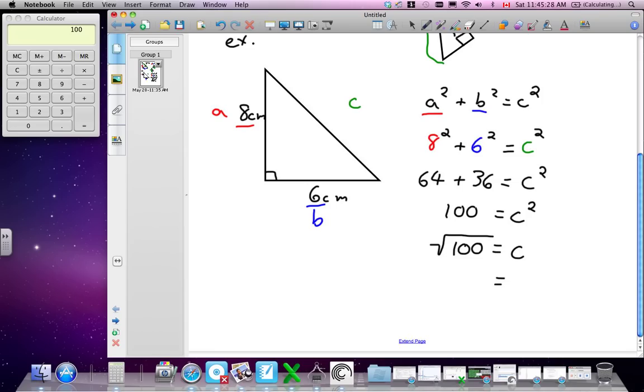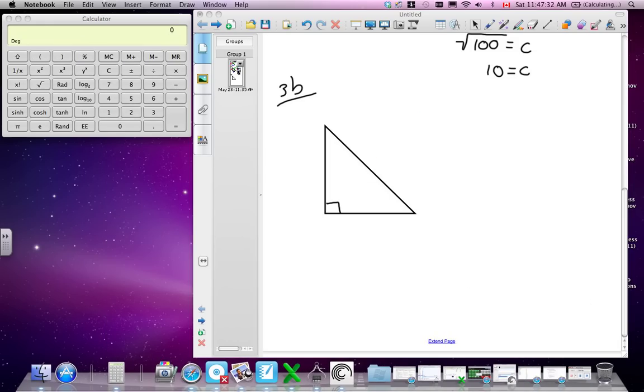Square root of 100. Do you know what the square root of 100 is? What times what equals 100? Yeah, that's right. So the square root of 100 is just the number 10. So what is the hypotenuse of this triangle? How long is it? 10 centimeters. Yeah, so that means from here to here, it is 10 centimeters. Does that make sense? Let's do another example.